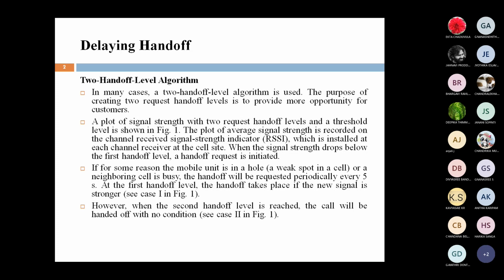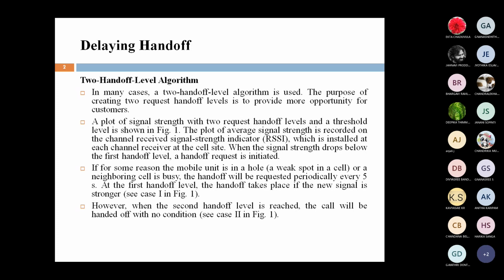For this purpose, each and every cell site or base station has one RSSI, the received signal strength indicator. It is installed at each cell site. The purpose of the RSSI is to measure the signal strength of a signal at a particular mobile unit. Whenever the distance between the base station and the mobile station increases, the signal strength at the mobile station automatically decreases. Whenever the signal strength decreases, a handoff request can be initiated. The first level handoff request can be initiated.